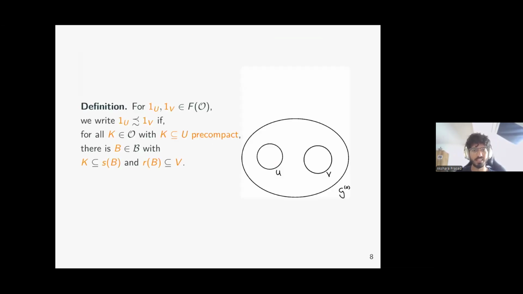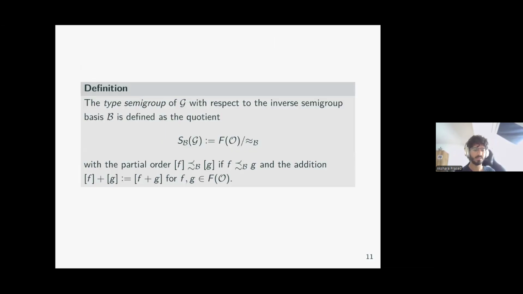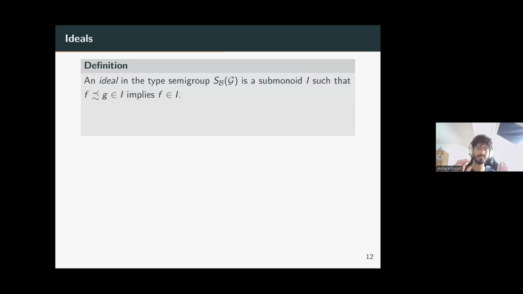So getting back now, let's relate ideals. I define what an ideal is in a type semigroup. It's a submonoid such that if there's a G in I, then everything that is dynamically below G is also in I. So this is an ideal with respect to the order, and it's also called an order ideal. This definition also exists in the generality of pre-ordered abelian monoids, but for the sake of this talk, it's enough if we work with type semigroups.